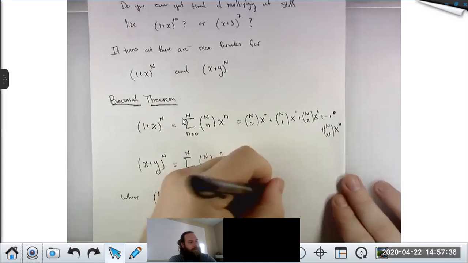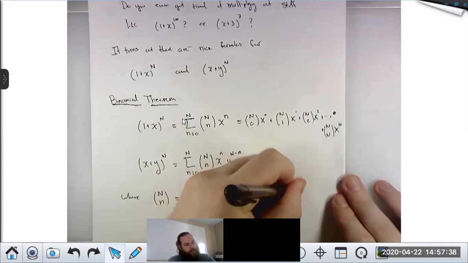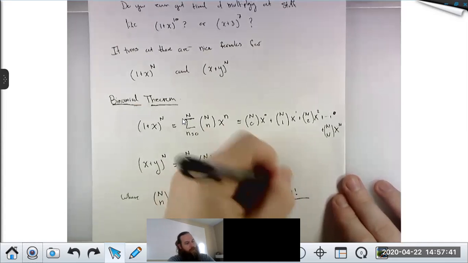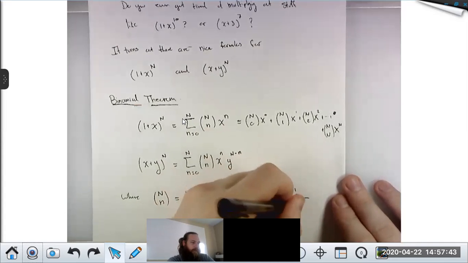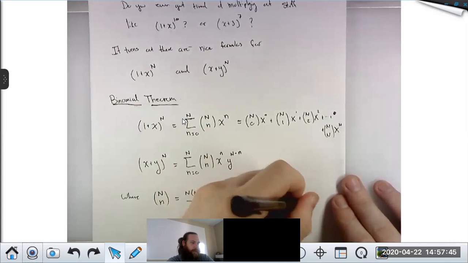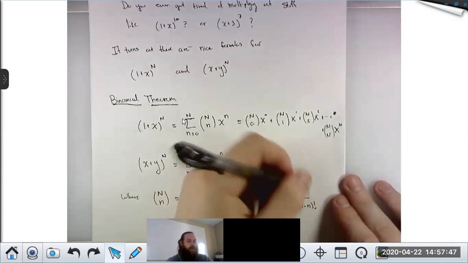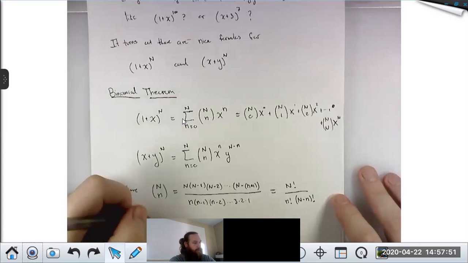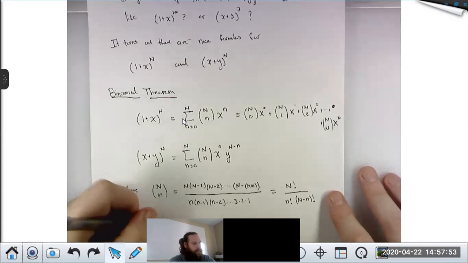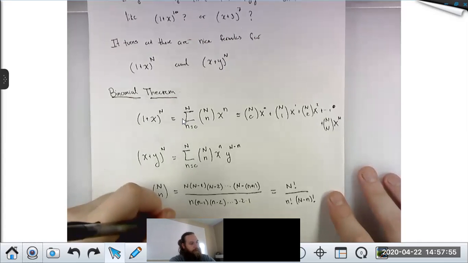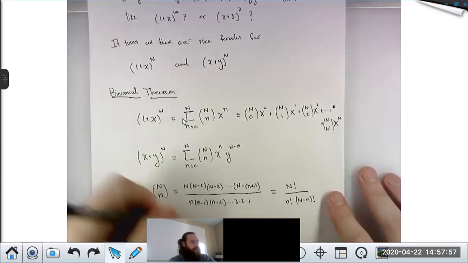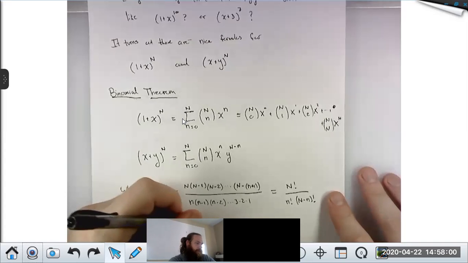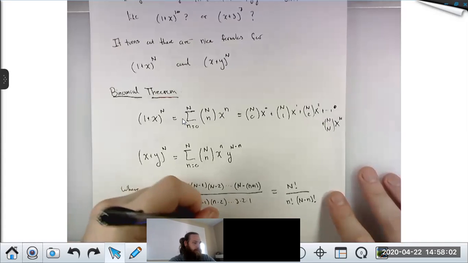It can be written in terms of the factorial notation as capital N factorial over little n factorial times capital N minus little n factorial. And the factorial of a number is just the product of that number and all of the natural numbers less than or equal to it.